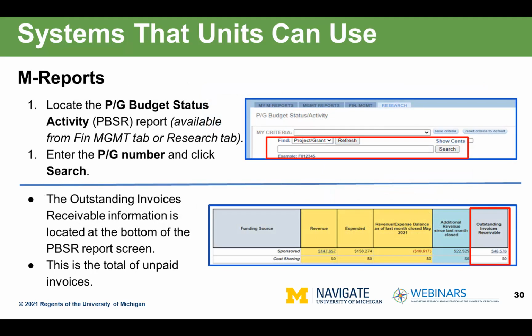The next system is M Reports. Here we're looking at the project grant budget status activity. So you navigate to this, you enter in your PG number and click search. And at the bottom of that, you'll see a little funding source box. At the bottom there, you'll be able to see your outstanding invoices and receivables, the total amount, and you can click into that dollar amount button and you see each individual invoice that is outstanding.